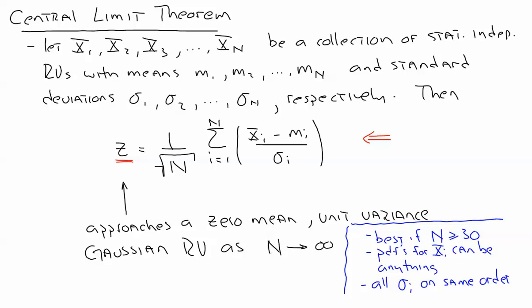We don't want one to be a width of 100, a standard deviation of 100, while the rest of them are on the order of a standard deviation of 1 or 2. If that was the case, then we would have to add together a lot of random variables in order to approach this zero mean unit variance limit. But generally speaking, if we've got about 30 or more independent random variables, and the standard deviations are roughly on the same order, regardless of what the probability density functions for each x sub i random variable are, we get something that's very closely zero mean unit variance.